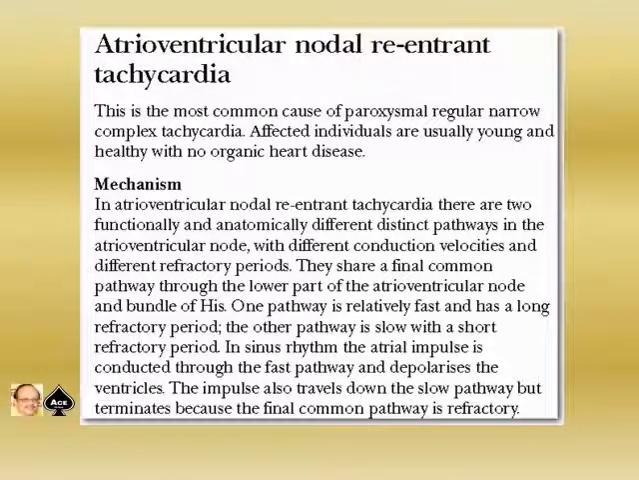Mechanism of this AV nodal reentrant tachycardia: there are two functionally and anatomically distinct pathways in the AV node with different conduction velocities and different refractory periods. They share a final common pathway through the lower part of the AV node and bundle of His. One pathway is relatively fast and has a long refractory period. The other pathway is slow with a short refractory period.